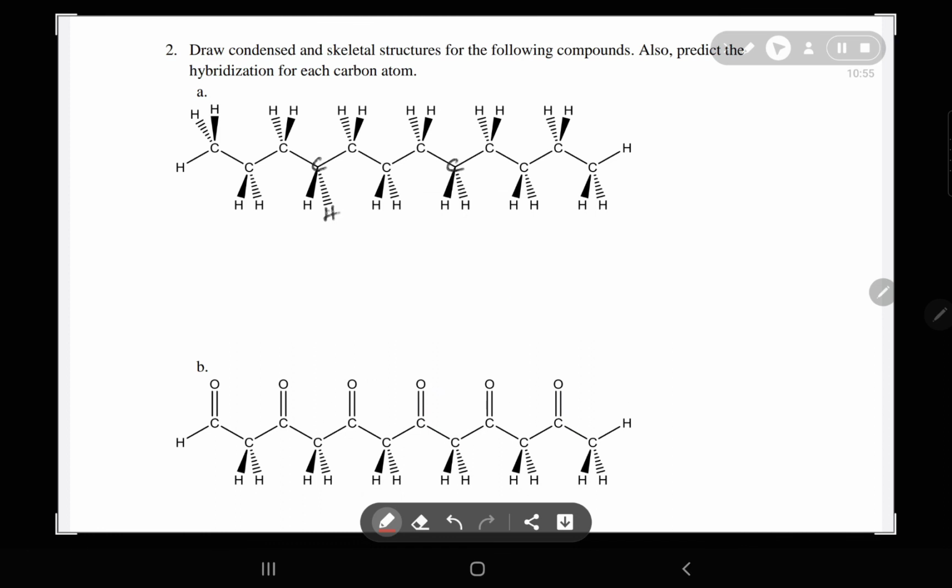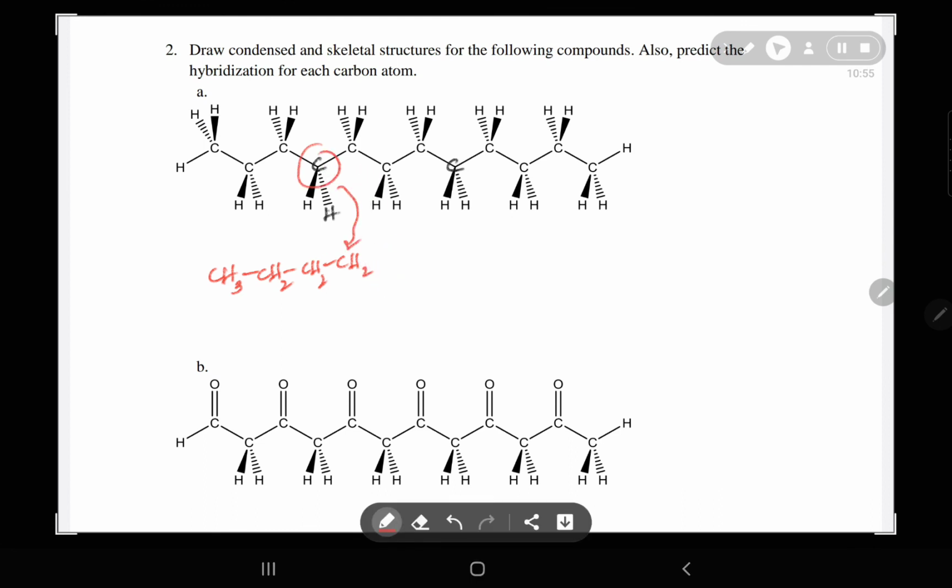So very easy. When drawing the condensed structure, we keep the carbons as is, and we don't draw the carbon-hydrogen bonds. Instead we put the hydrogens on the carbon. So this will be CH3. This carbon has 2 hydrogens, this carbon right here has 2 hydrogens, and the next carbon has 2 hydrogens.